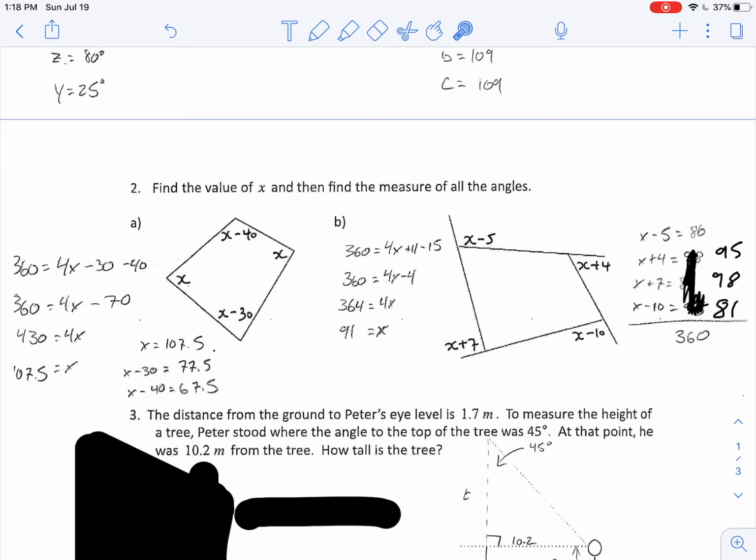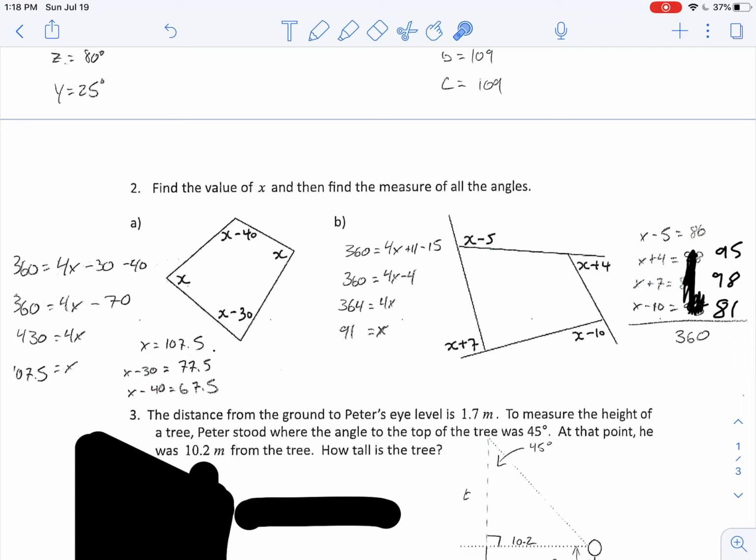And I also have a negative 30. And then I have a negative 40. Then I go ahead and solve for my x value. I end up getting an x value to be 107.5. So that's what these two are. I still need to determine and indicate what these two angles are. Well, x minus 30 is equal to 77.5, and then x minus 40 is equal to 67.5, because we know the value of x.